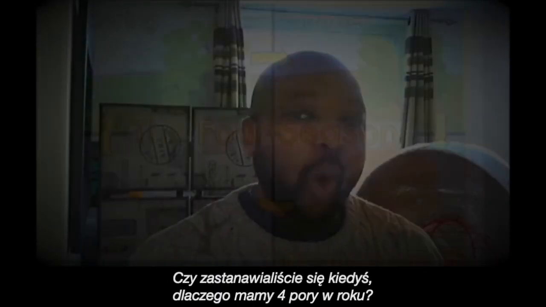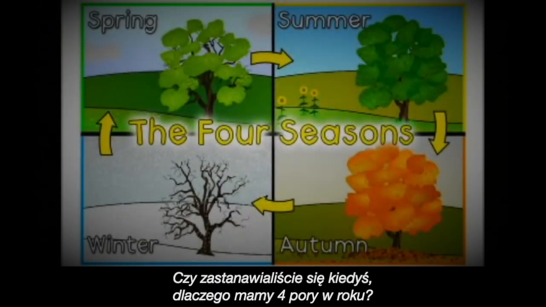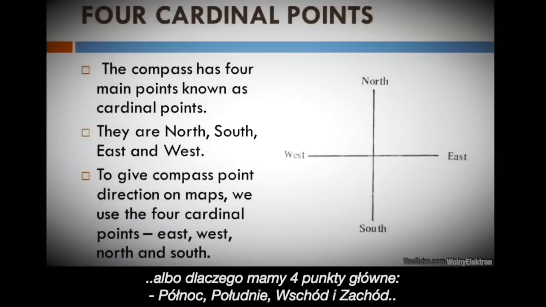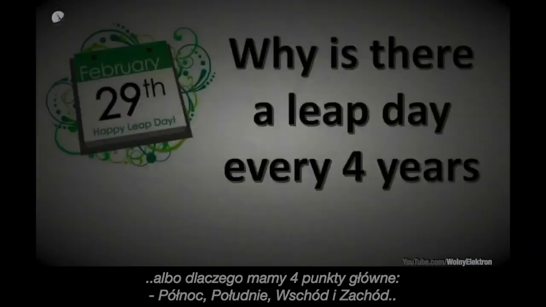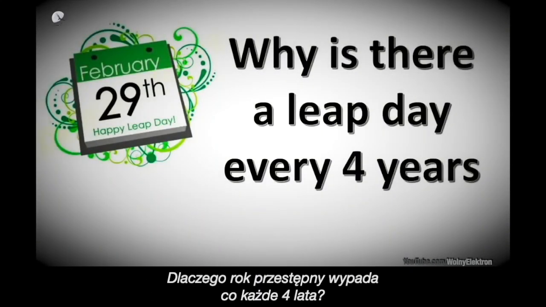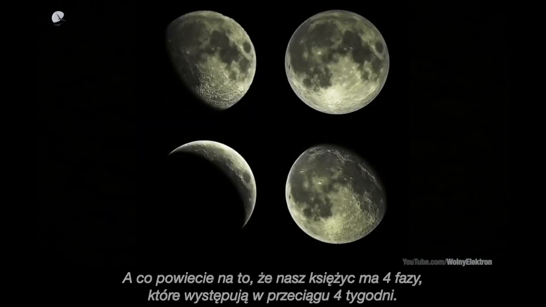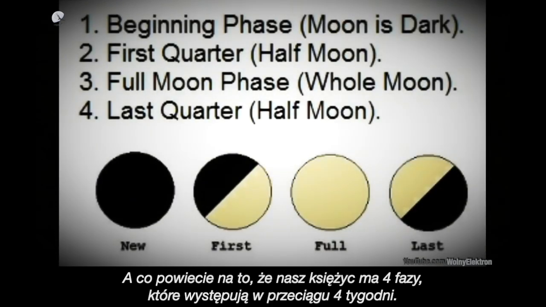Have you ever wondered why we have 4 seasons in our year? Or why we have 4 cardinal points, north, south, east and west? Why is a leap year every 4 years? Why are there 4 parts in a day? Sunrise, sunset, midday and midnight. How about the fact that our moon has 4 phases that occur every 4 weeks?